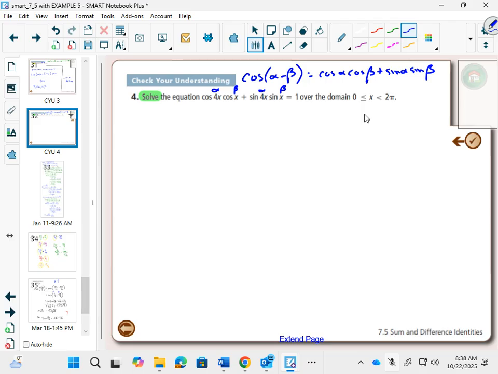So again, how these formulas work is whenever you have one side of the formula, you can change it to the other side. So the very first step that I'm going to do is I'm going to take that and write it as the left-hand side. Alpha was 4x and beta was x. And 4x minus x becomes cos 3x. And this looks a lot simpler than what we had originally.